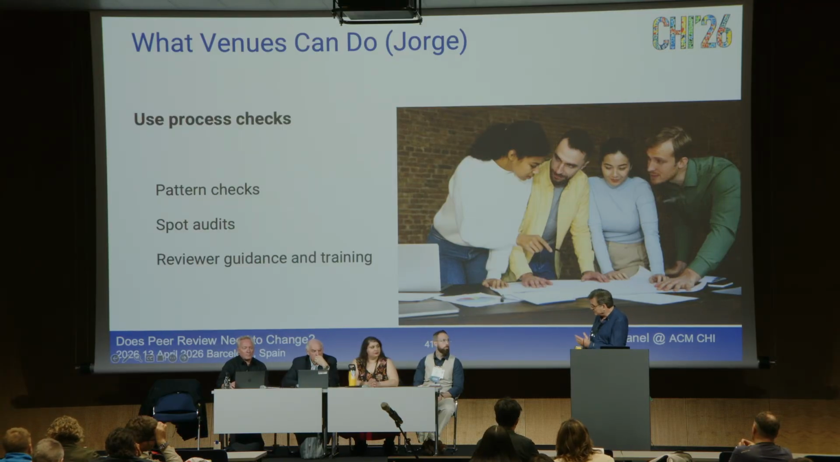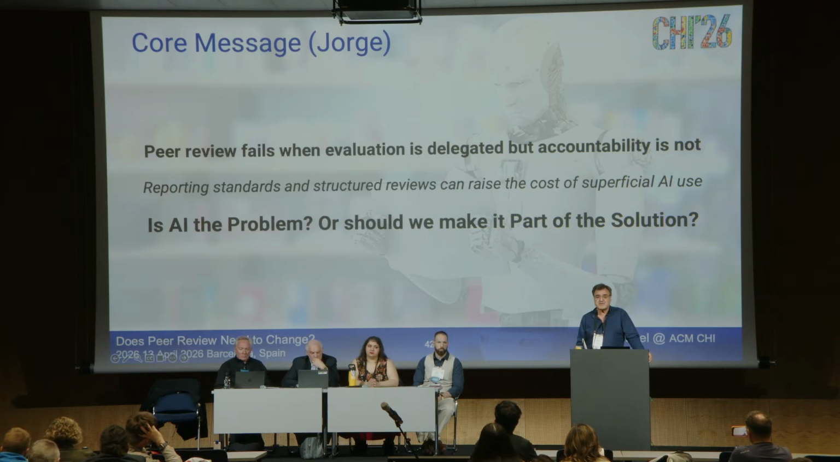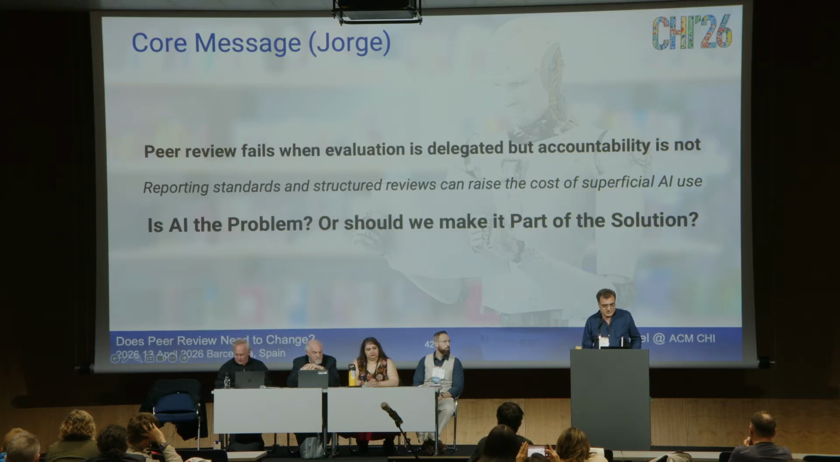And of course, we can do process checks and automate this to some extent. So peer review fails when evaluation is delegated, but accountability is not. Reporting standards and structured reviews can raise the cost of superficial AI use and increase reviewer productivity, and also the quality of reviews. My question after exposing all this is, is AI really the problem, or should we make AI part of the solution?